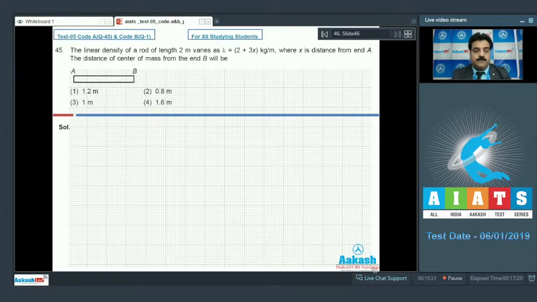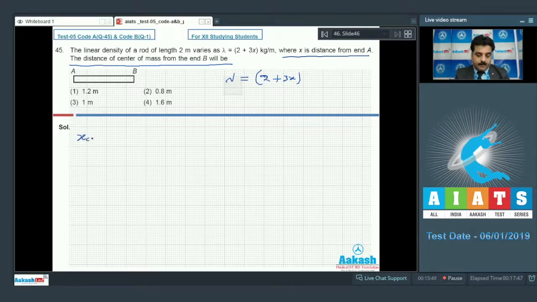In question number 45, the length of the rod is 2 meter, whereas the linear density lambda is given as 2 plus 3x, where x is the distance from end A. We need the distance of the center of mass from the end B. The distance x is from A, but the question is asking from B, so you have to be very careful. First I will use the formula of center of mass for a continuous body, and that is x dm, only dm with the integration. So first I need the value of dm.